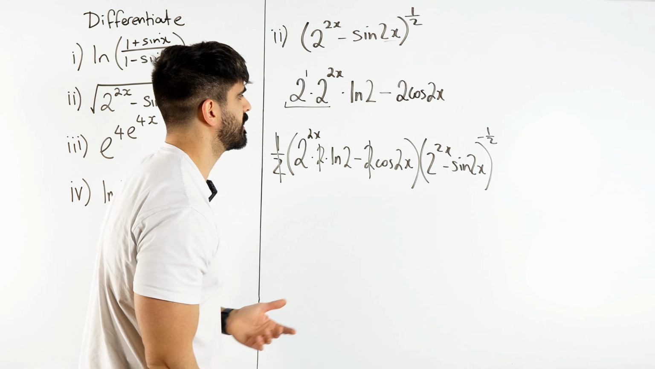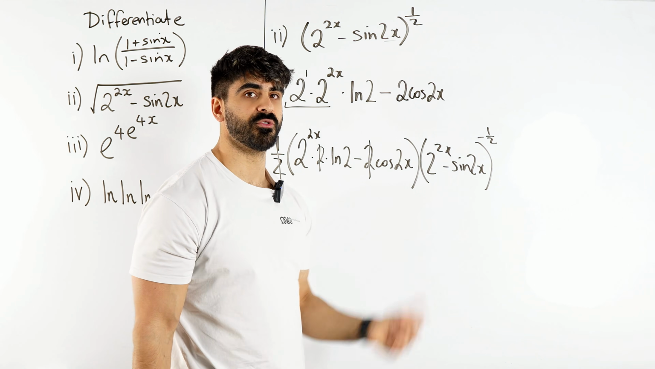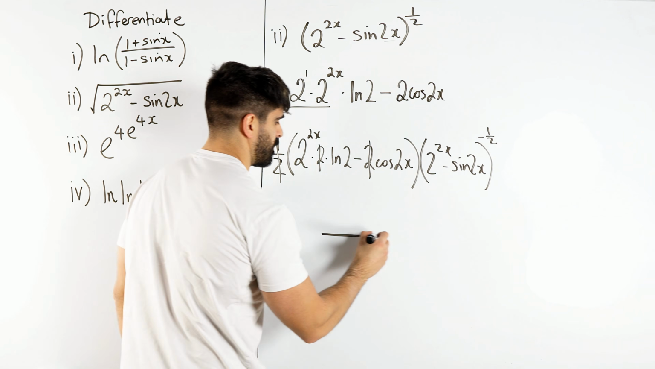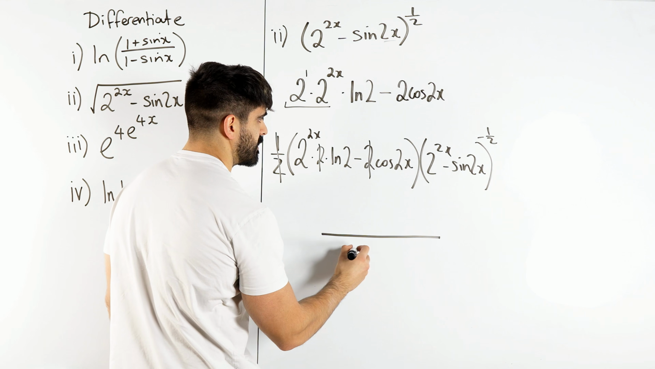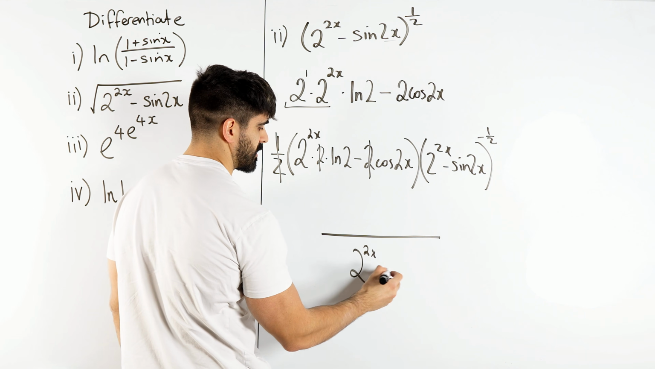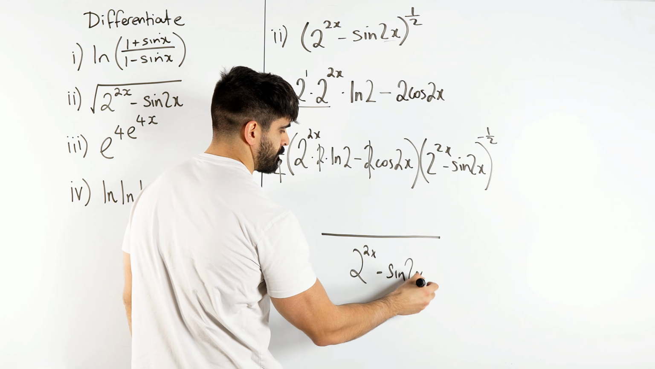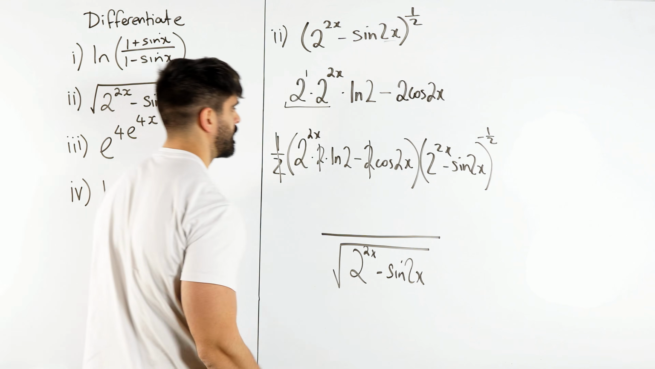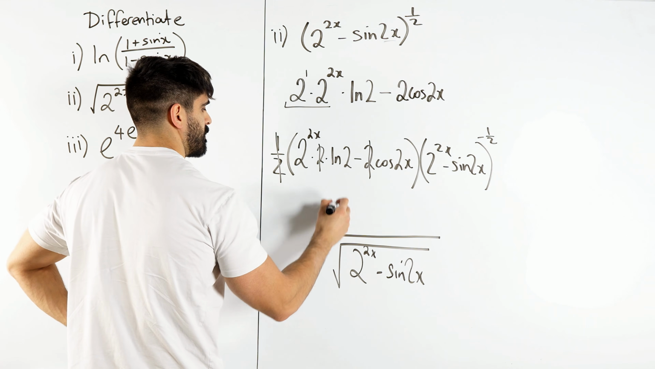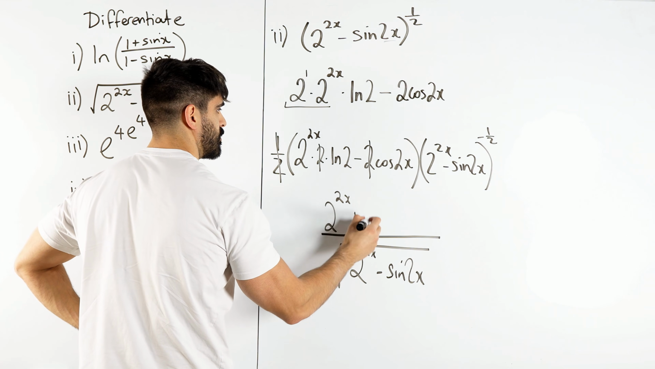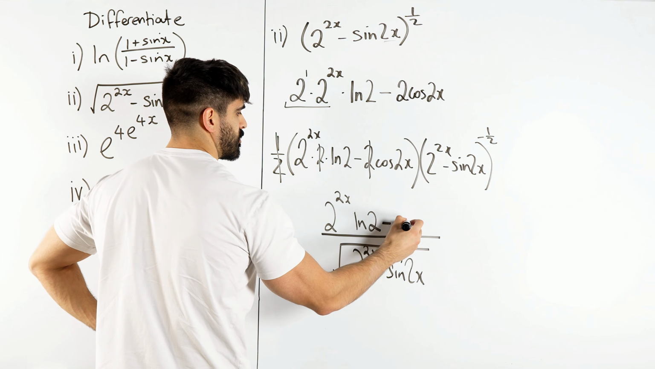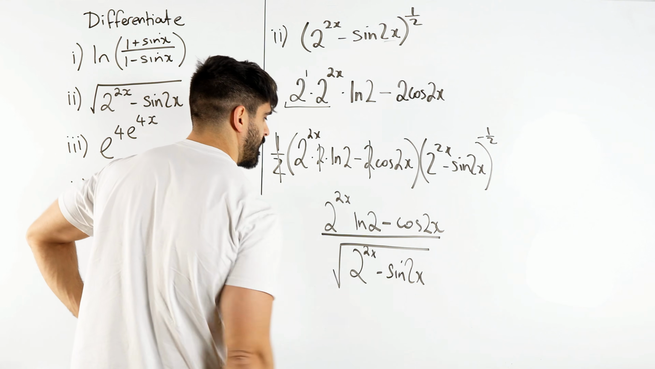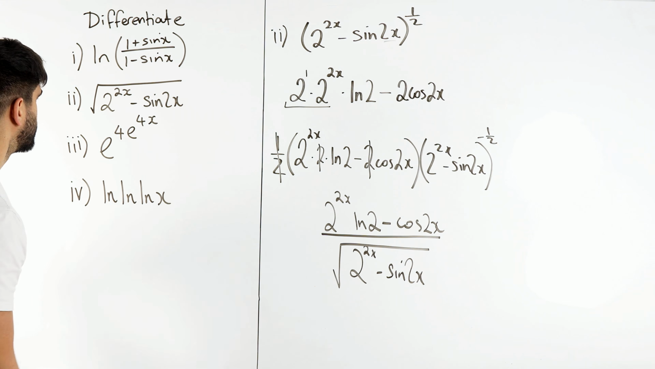And another way we can clean this up is this can go in the denominator with the root around it. So let's do a big fraction. Let's bring that in the denominator, 2 to the power of 2x minus sine 2x. Then that power half means that I have a root around it. Then I'm left with 2 to the power of 2x ln 2 minus cos 2x. And that is a beautiful solution, Mike.